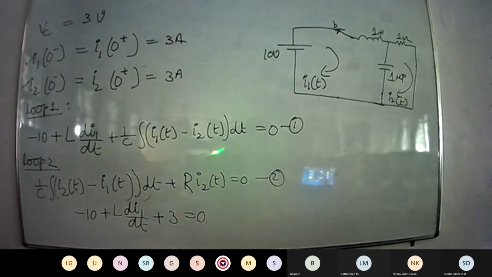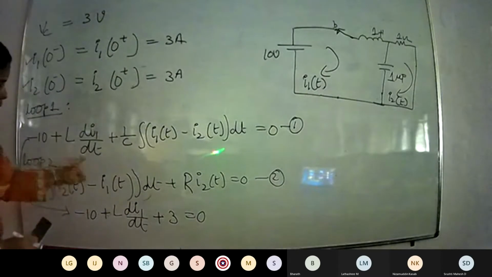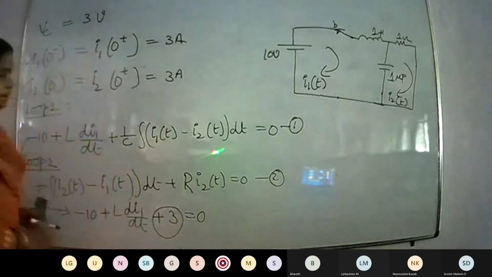Can you see the board? Yes, ma'am. Okay. See, from equation 1 I am writing up. It is from equation 1. I am just writing minus 10 plus L into di1 by dt. Why I wrote this 3? What is this 3?